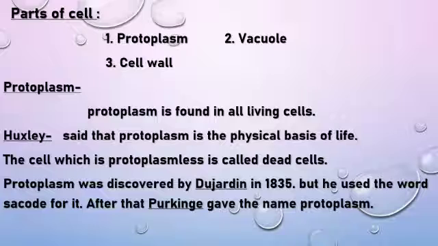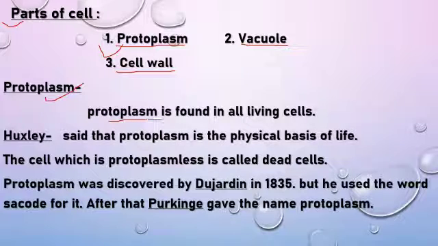Next we will discuss parts of the cell. Here is very important, the parts of the cell. The cell is mainly divided into three parts. The first part is called the protoplasm. The next one is the vacuole, and the next one is the cell wall. So at first we will study about the protoplasm.